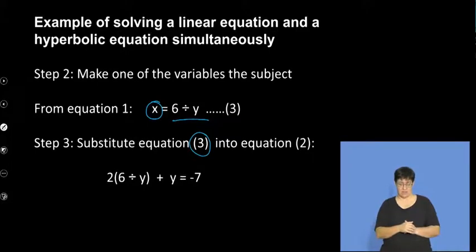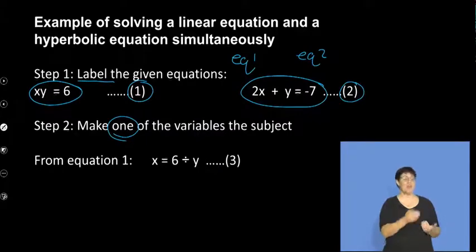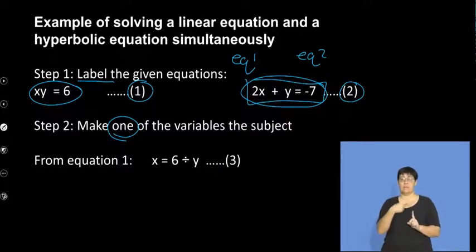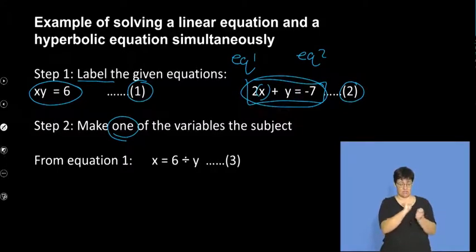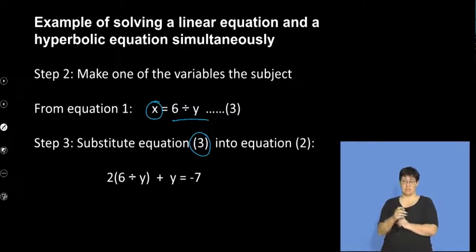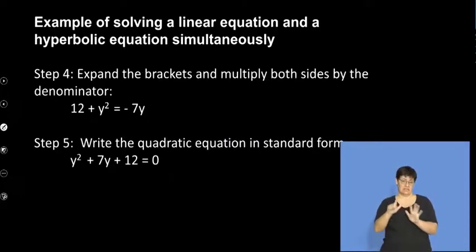So remember, if I go back to what my equations were, my equation 2 was 2x plus y equal to negative 7. So between the 2 and the x, there's a multiply. So I will replace that x by what my equation 3 is, which is 6 divided by y, then plus the y equal to negative 7.